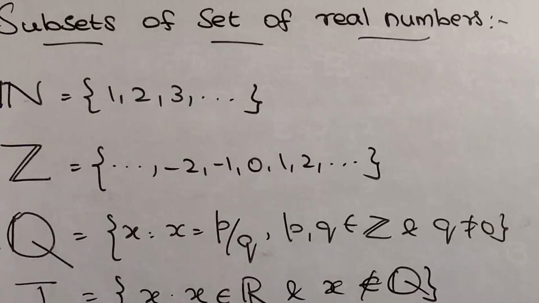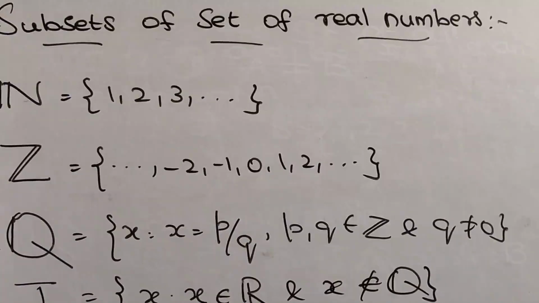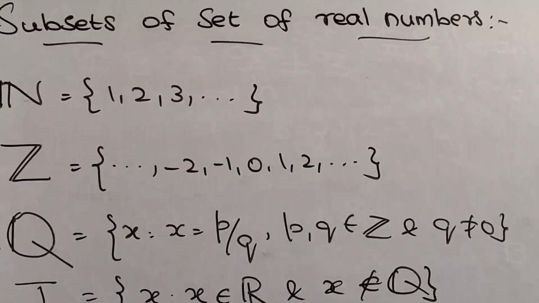Now we are going to see the subsets of the set of real numbers. There are many important subsets of real numbers. We give below the names of some of these subsets. See, N, the set of all natural numbers, starts from 1 and goes on. Z is the set of all integers, Q represents the rational numbers. This T is the notation for irrational numbers. T = {x such that x belongs to real numbers and x does not belong to rational numbers}. Now let's see the subsets.